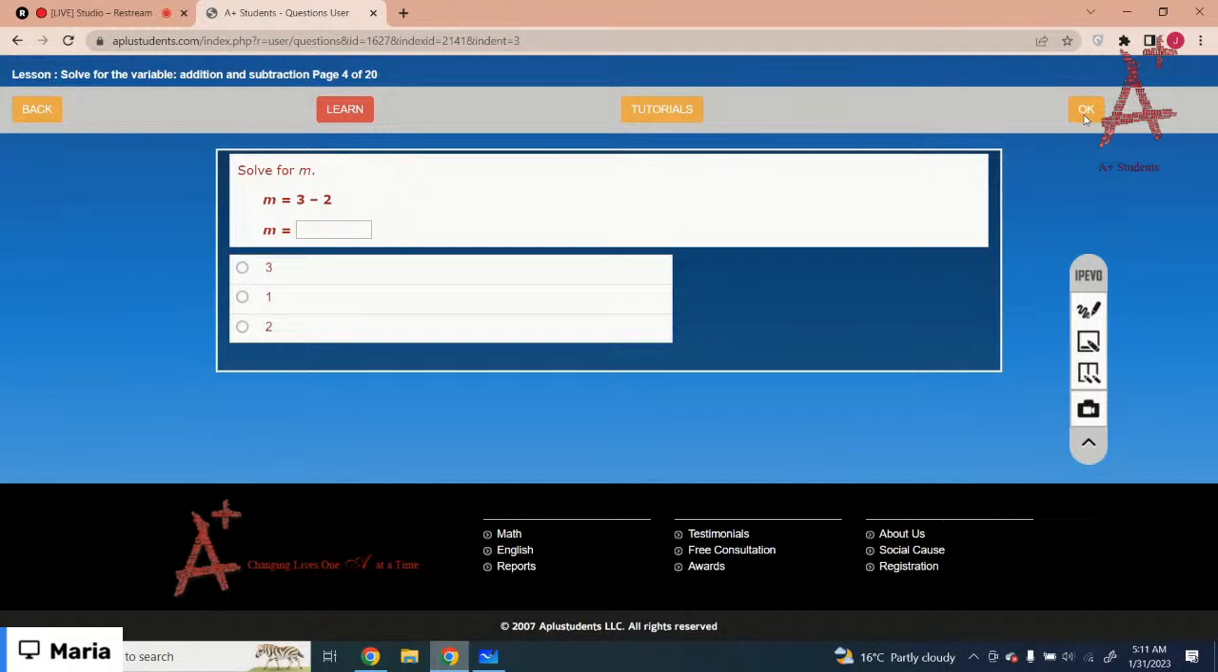Okay, the next one is m equals 3 take away 2. So 3 take away 2 equals 1. Got it? The correct option is 1.